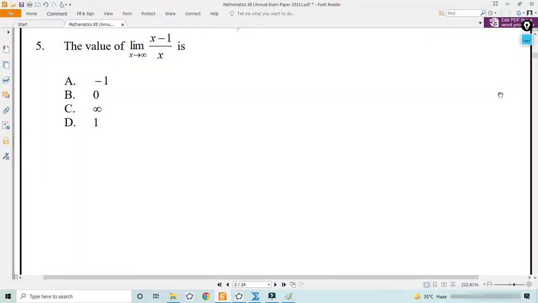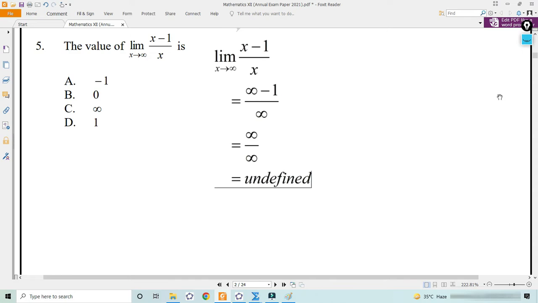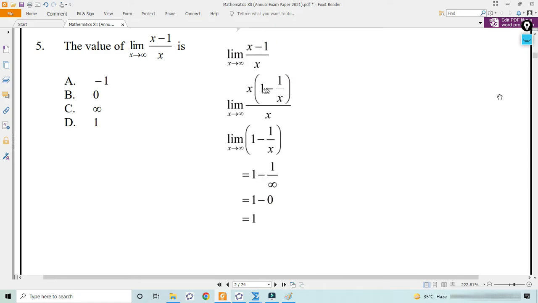In MCQ number 5, we have to find the limiting value of the given function when x approaches infinity. In fact, if we directly put infinity in place of x, the function becomes undefined. To avoid this situation, we take x common from the numerator, which simplifies with the denominator, and we have 1 minus 1 upon x. Now if we put infinity in place of x, 1 upon infinity makes 0 and the result becomes 1, which is the key D.